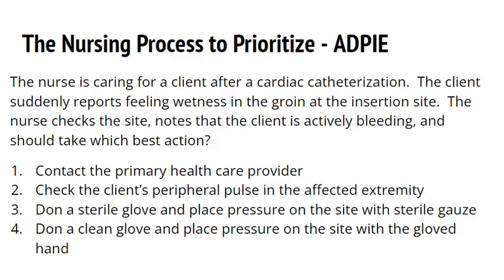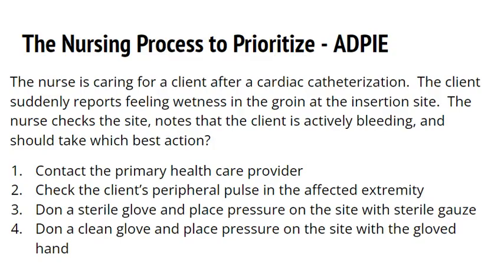So let's look at the answer choices and say, are these assessments or implementations? Contact the primary healthcare provider is an implementation. We're not getting any information from our patient with that step. Check the client's peripheral pulse in the affected extremity. That is an assessment. Don a sterile glove and place pressure on the site with sterile gauze is an intervention. Don a clean glove and place pressure on the site with the gloved hand is also an intervention. Okay, so we have 1 assessment and we have 3 interventions.